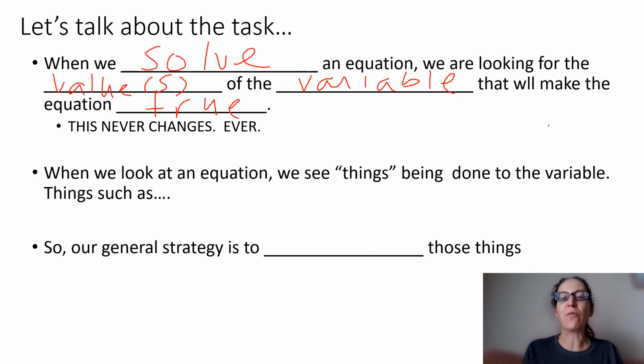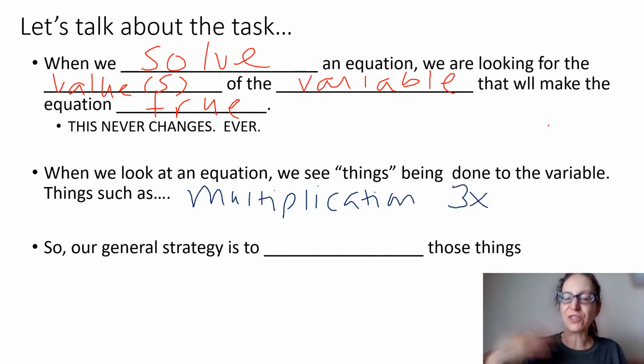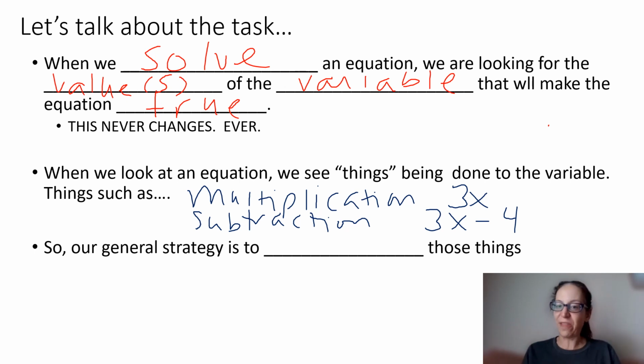Now, when we look at an equation, we see things being done to the variable, and that probably needs some clarification. So what kinds of things might be done to a variable? Well, maybe something like multiplication. So you might see something like 3x. In that case, the variable has been multiplied by the number 3. Maybe subtraction. So you might see something like 3x minus 4. In that example, the x is being multiplied by 3, and then a 4 is being subtracted.